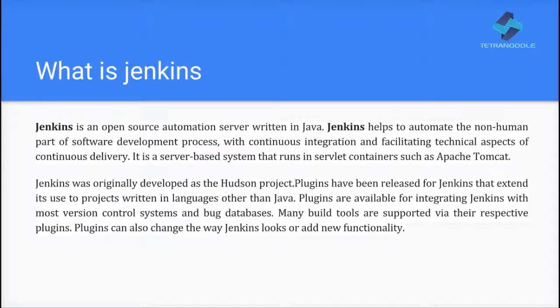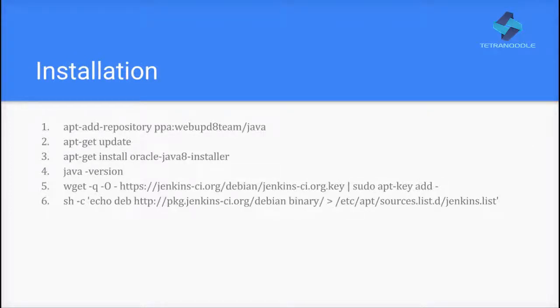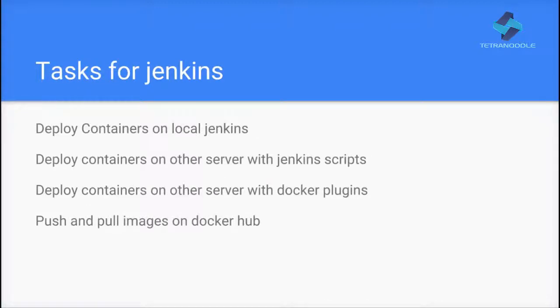This is the whole installation process of Jenkins, how to install Jenkins on Ubuntu 14.04, and with the latest version 2.6 we need to install Java 8 for it. And these are the tasks for us with the help of Jenkins: deploy containers on local Jenkins, deploy containers on another server with Jenkins scripts, deploy containers on another server with the Docker plugin, and push and pull images from Docker Hub. So let's start with the first installation of Jenkins.